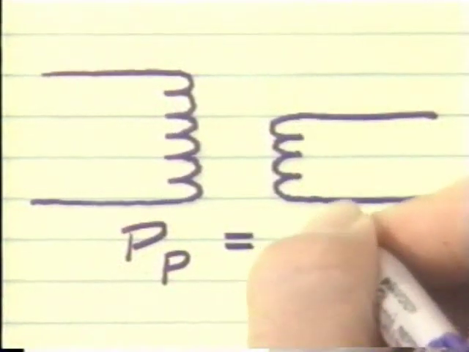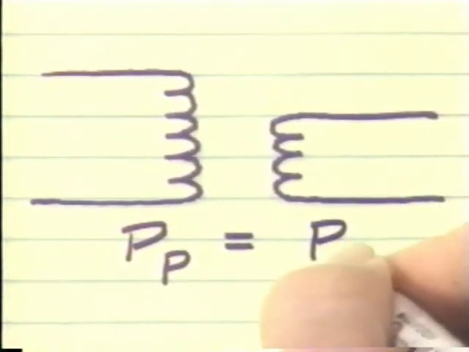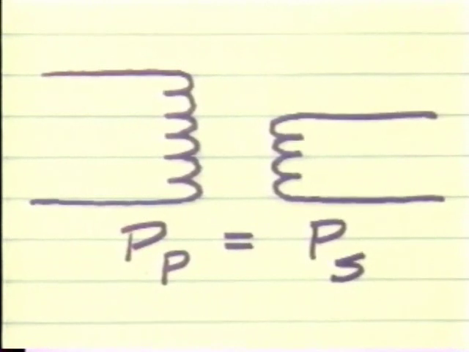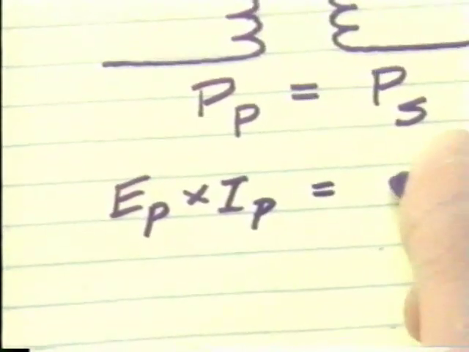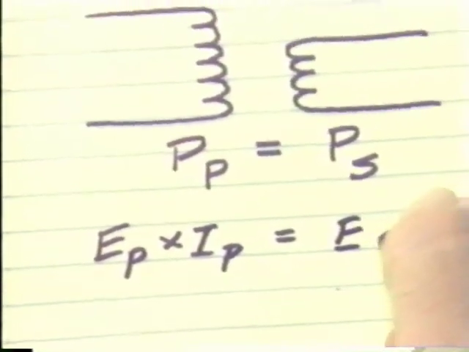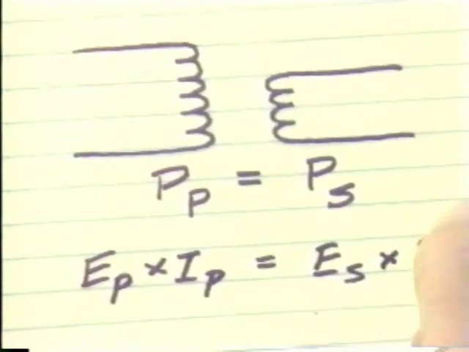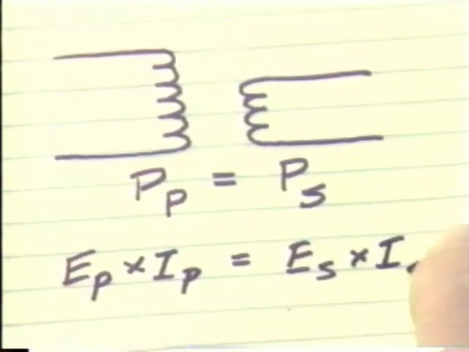Therefore, the power output equals the power input. Since the input of the transformer is the primary and the output is the secondary, the relationship becomes the secondary power is equal to the primary power. Since power equals voltage times current, then E sub P times I sub P represents the primary power, and E sub S times I sub S represents the secondary power.